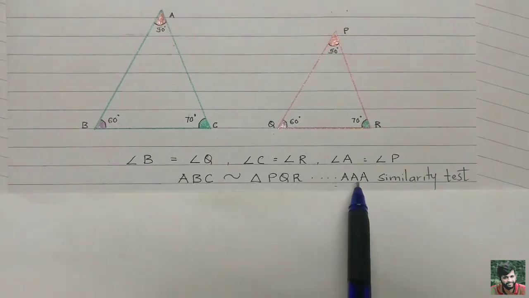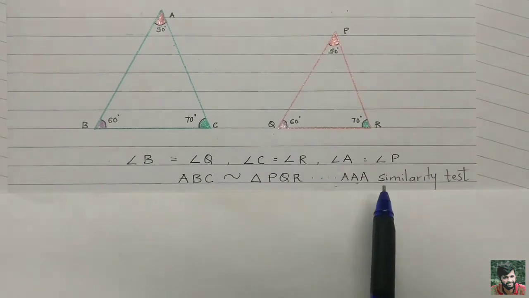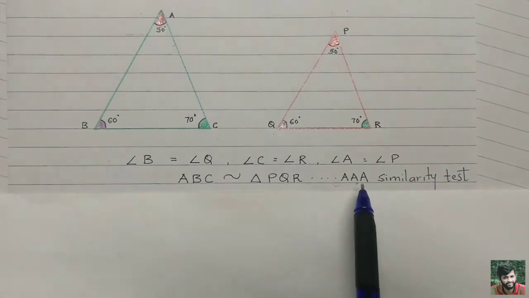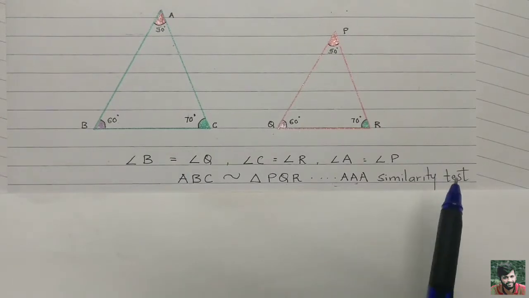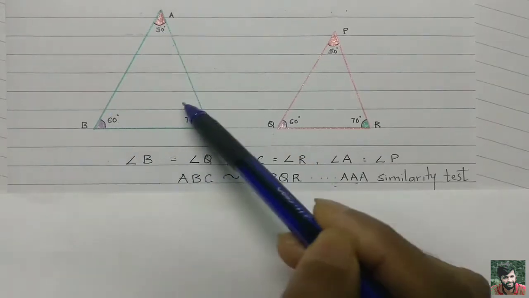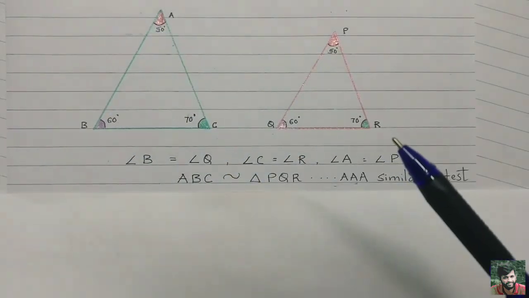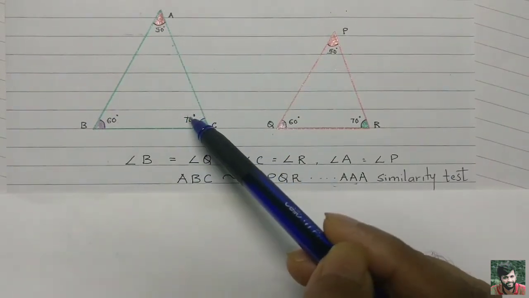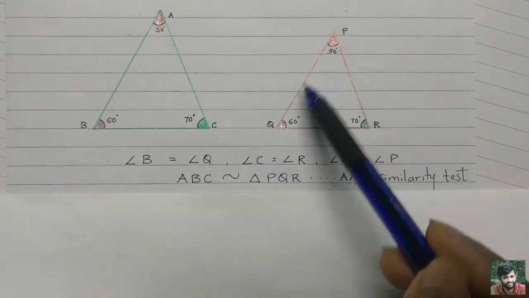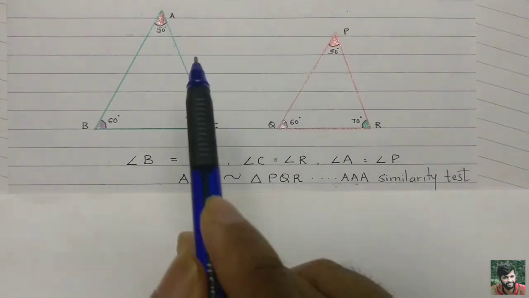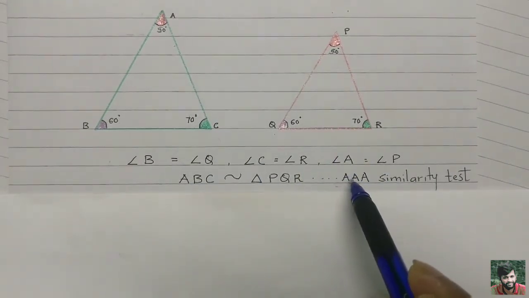AAA means angle, angle, angle. Sometimes this test is also called the AA similarity test. Instead of 3 A's, we just use 2 A's to say it is similar. Why? Because we know that the interior angles of a triangle add up to 180. So if we know two angles, the third one we can calculate. Similarly, if two angles are equal, the third one will always be equal. So that is why it is called the AA similarity test.